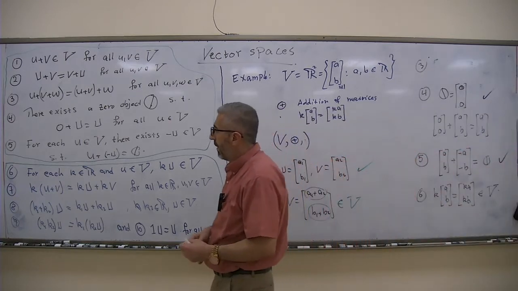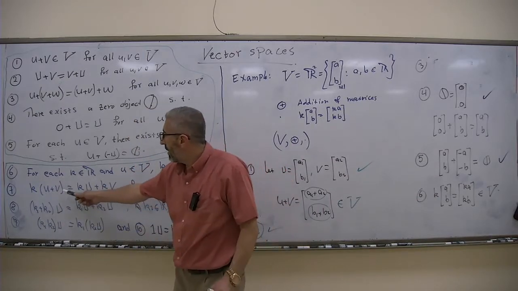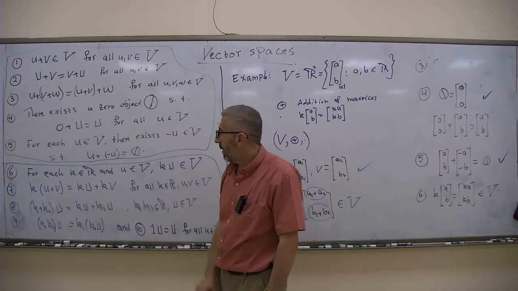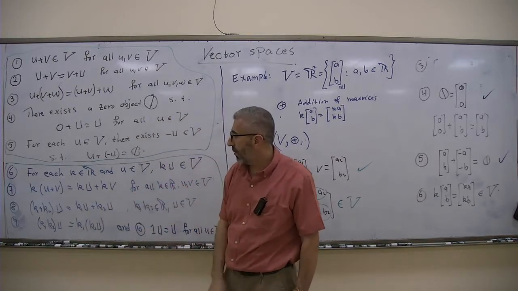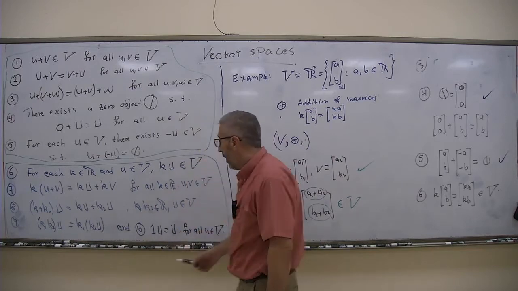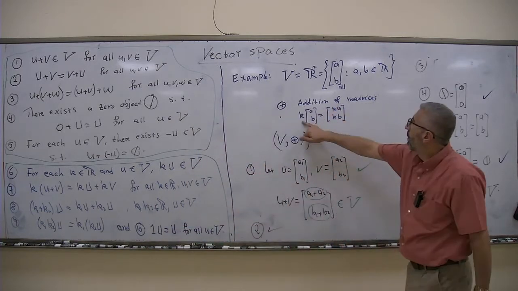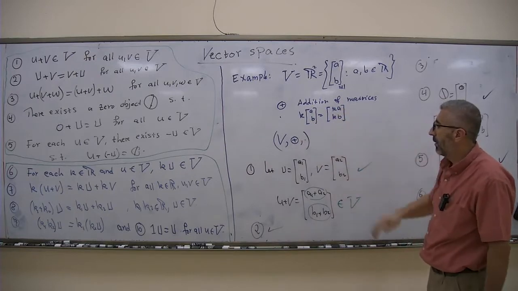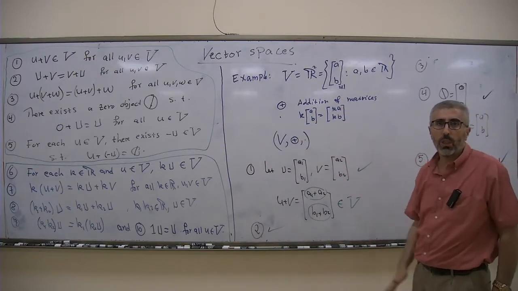What about number 7? I'll leave it for you. Double check that. Obviously satisfied. What about number 8? Obviously satisfied. What about number 9? Obviously satisfied. What about number 10? 1 times U. Take K to be 1, you get what you have. So you have all 10 conditions satisfied.